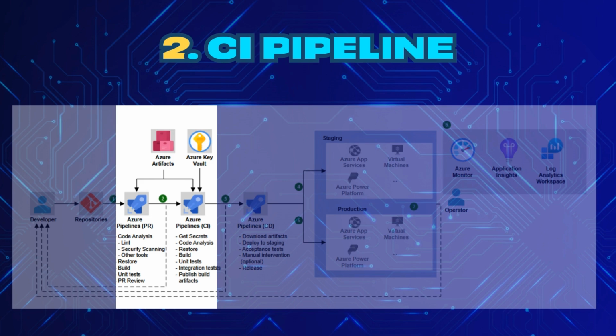If the integration tests require secrets, the pipeline gets those secrets from Azure Key Vault. If any of the checks fail, the pipeline ends and the developer will have to make the required changes. The result of a successful run of this pipeline is the creation and publishing of build artifacts.